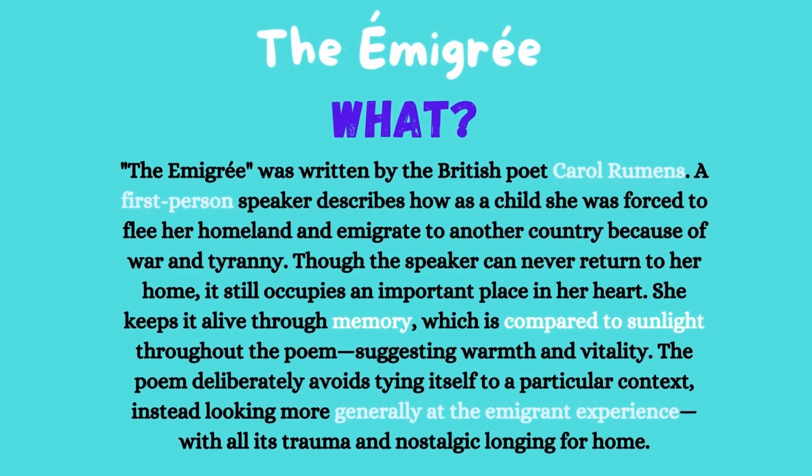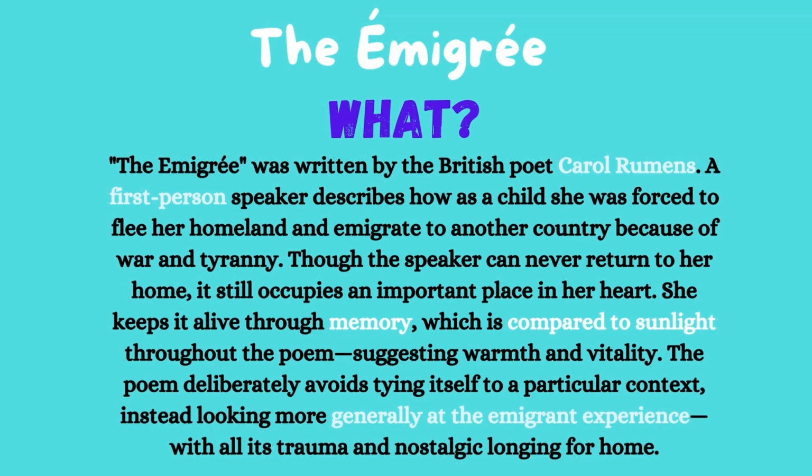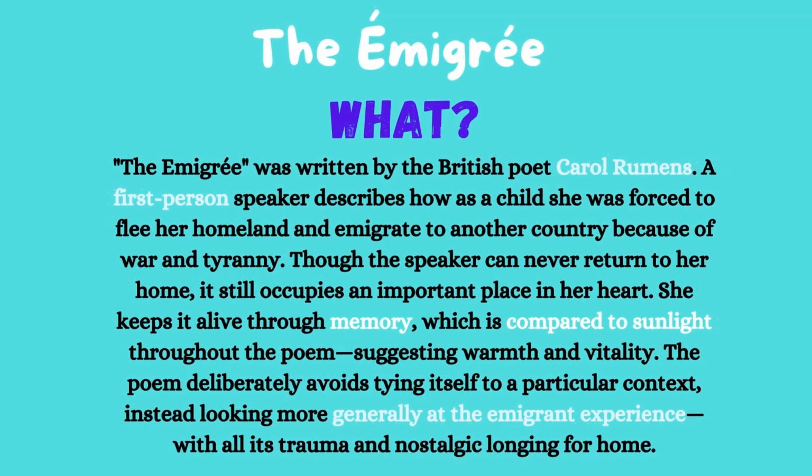The Émigrée was written by the British poet Rumens. The poem is written in first person, describing someone who was forced to flee her homeland and emigrate to another country because of war and tyranny. Though the speaker can never return to her home, it still occupies an important place in her heart.